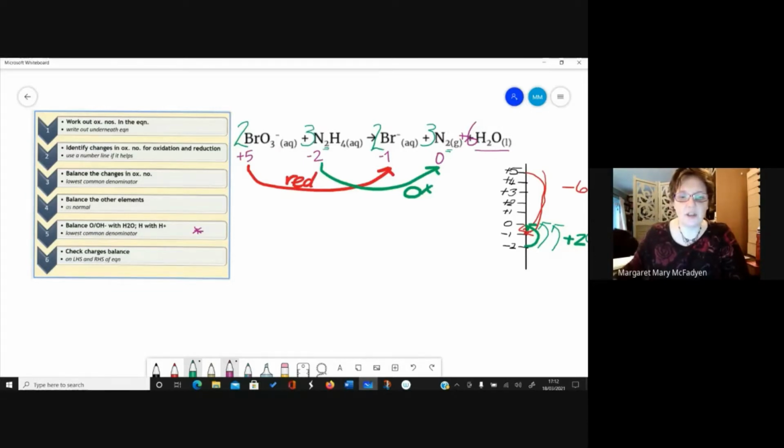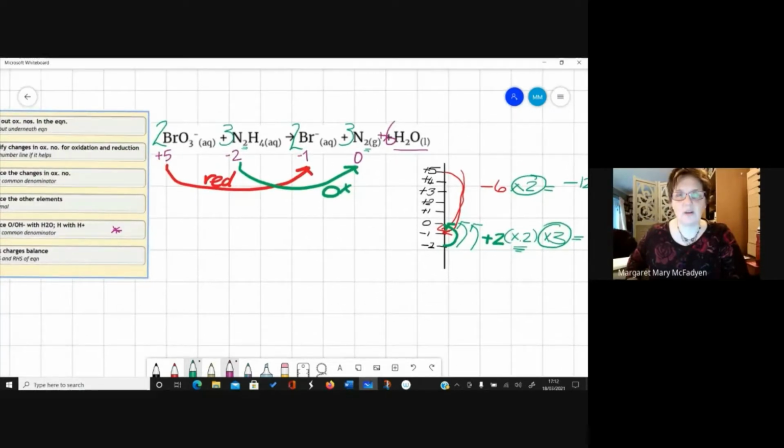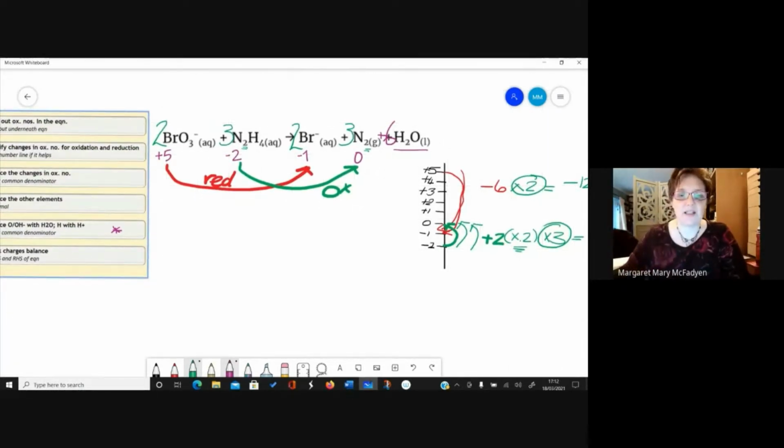And the last thing to do, just as a check, is to check that you balance the charges, or the charges are the same on the left hand side and the right hand side. And what I mean by that, if you take the bromate 5 ion, you have 2 of those, so the total charge on the left hand side is 2 times minus 1 is minus 2. So this is the left hand side. So they're not always neutral because we're using half equations.